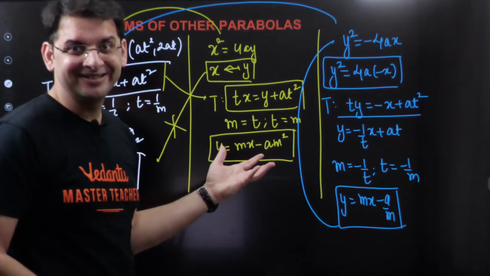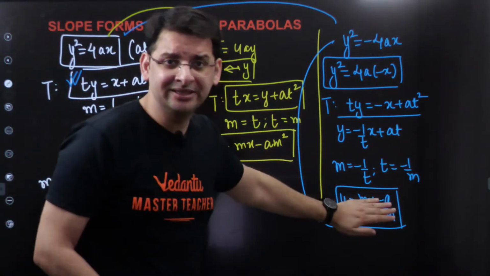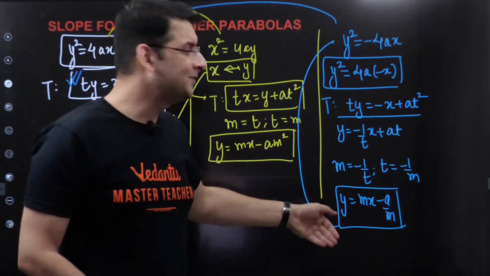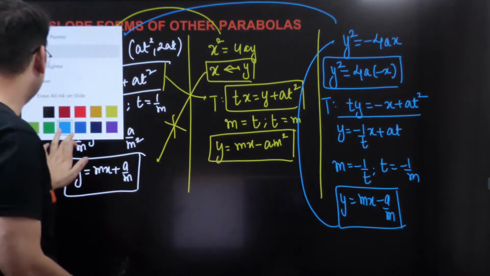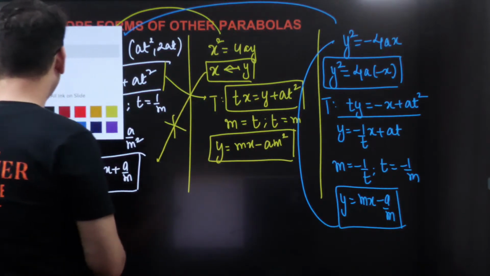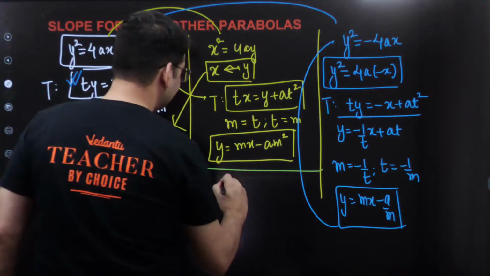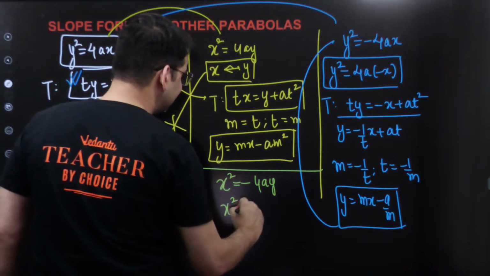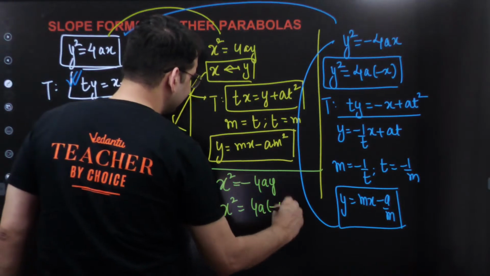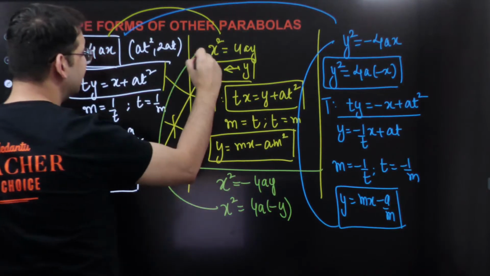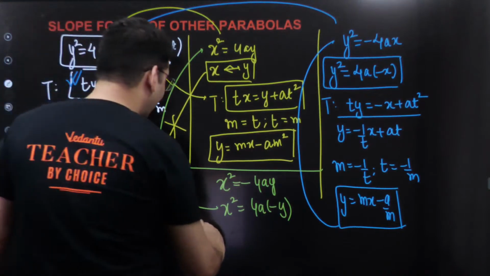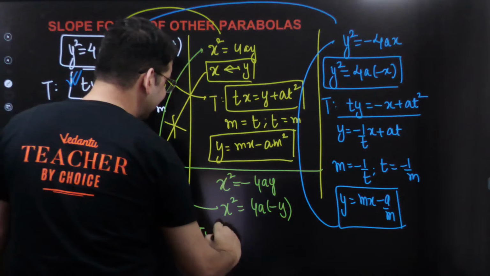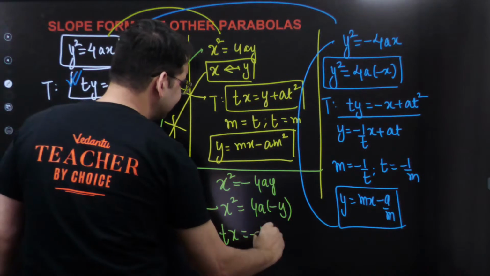Are you getting this? Right, so you don't have to remember this. But again, you should know the process. Likewise, for the fourth parabola, that is x square is equal to minus 4ay, how do we read this? I would read it as x square is equal to 4a times minus y. And compare it to this. So for the parametric form of the tangent, I replace y by minus y. So it will be tx is equal to minus y plus at square.